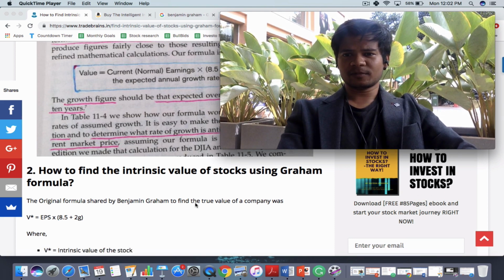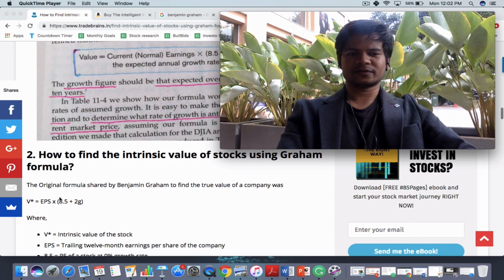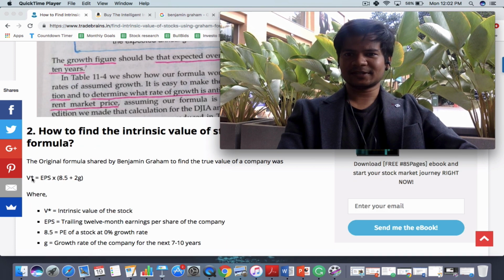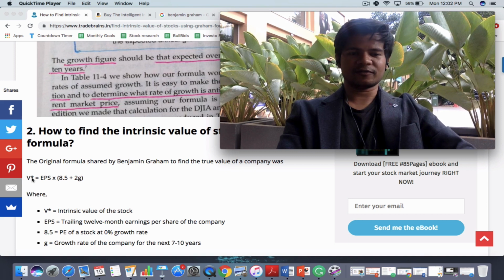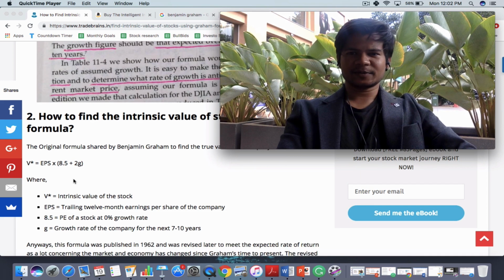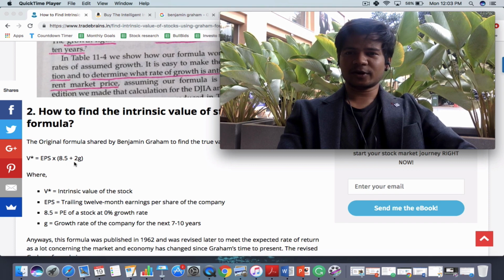The original formula that Graham used in his book was V = EPS × (8.5 + 2G), where V is the intrinsic value, that is the true value of a company. EPS is the earnings per share for the last 12 months. 8.5 is the PE of the company at a zero growth.